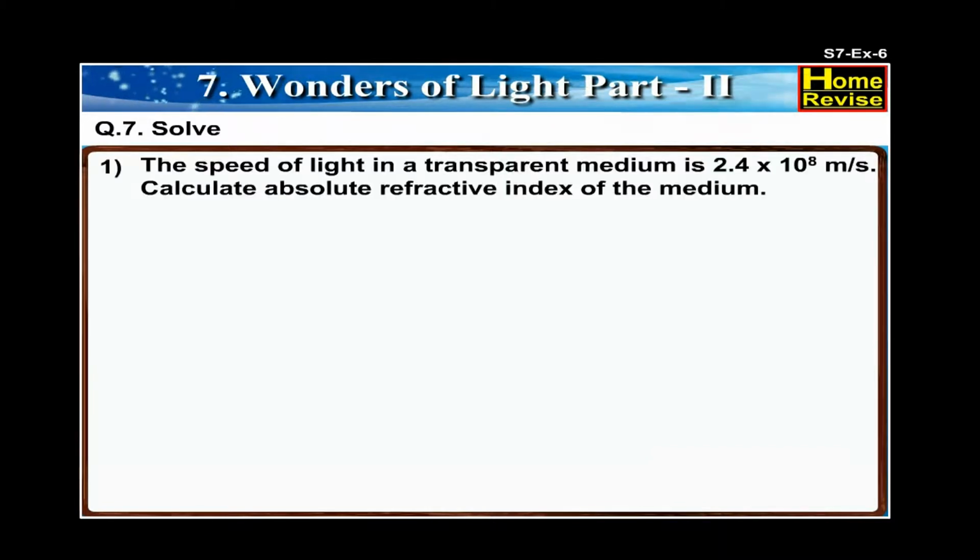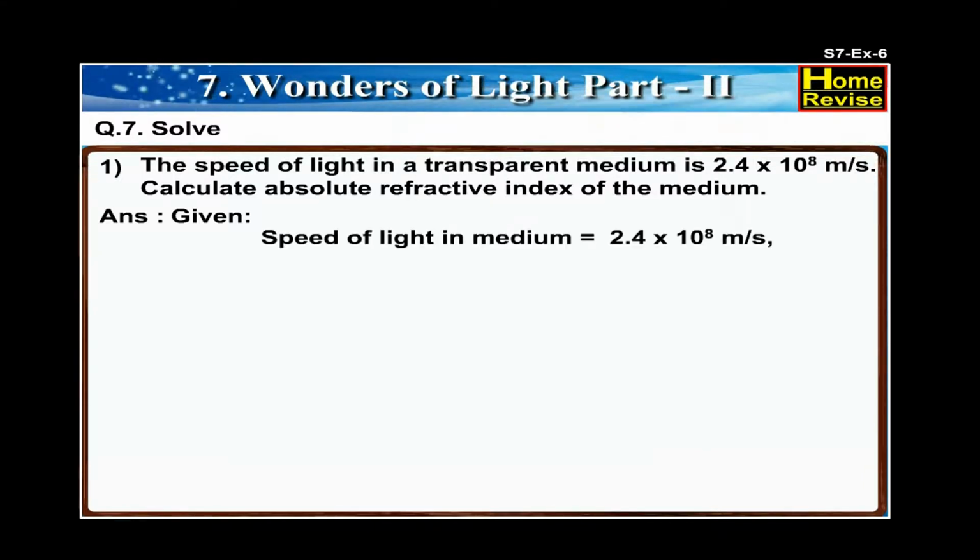Question 7. Solve the following. First, the speed of light in a transparent medium is 2.4 into 10 raised to 8 meters per second. Calculate absolute refractive index of the medium. Answer. It is given speed of light in medium equals 2.4 into 10 raised to 8 meters per second. Speed of light in air is equal to 3 into 10 raised to 8 meters per second.